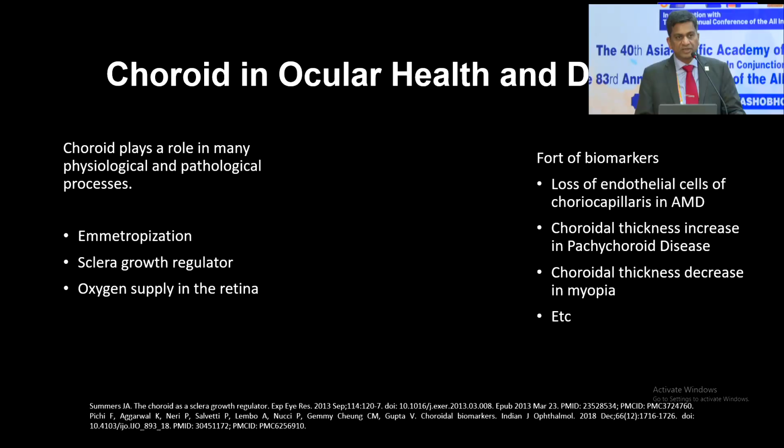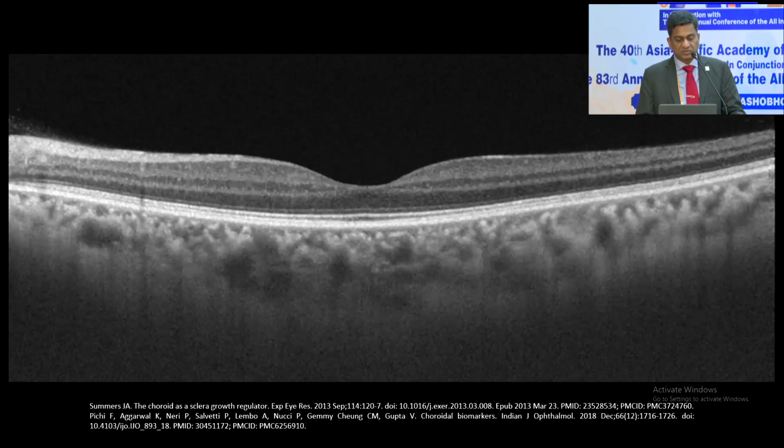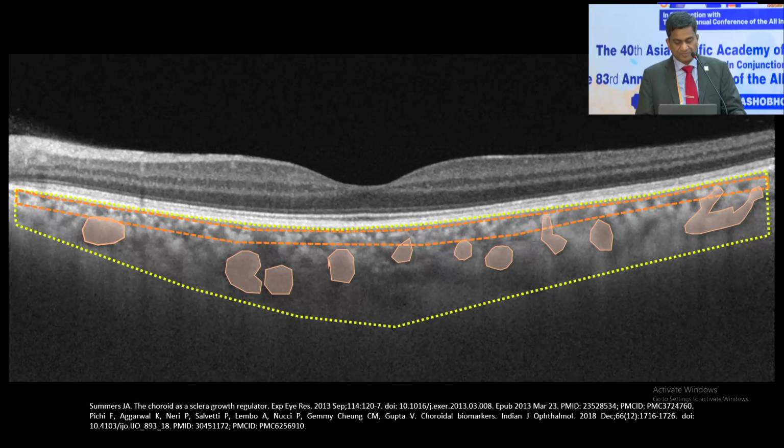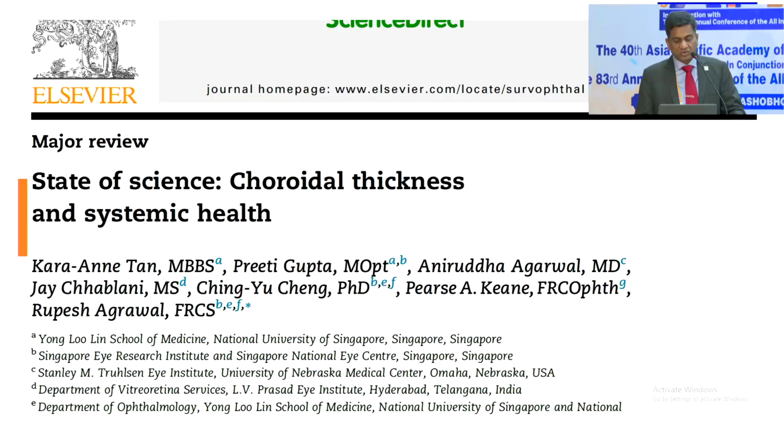So the choroid does play a role in physiological and pathological processes, and physiology we know, and it can also be used as an imaging biomarker, and that was our hypothesis, that we would probably be able to understand from here. When we started looking into the choroid, this was the early days when the paper came out looking into the segmentation of the choroid, and we thought we should dive deeper.